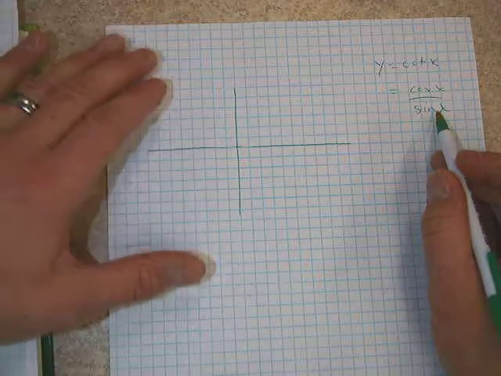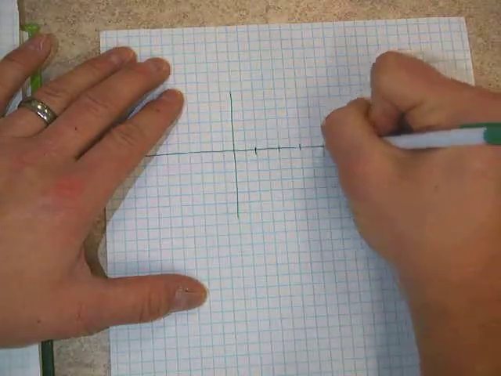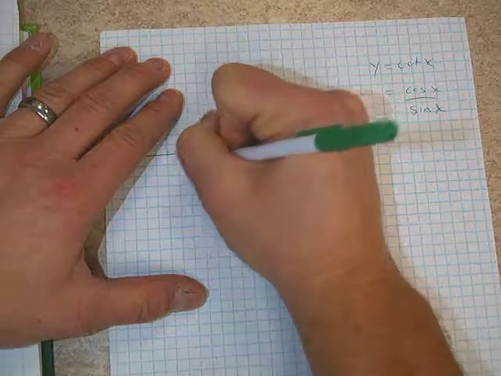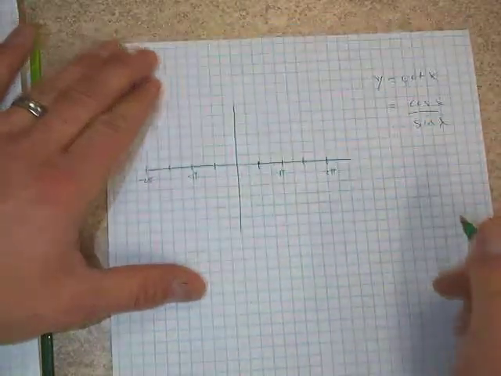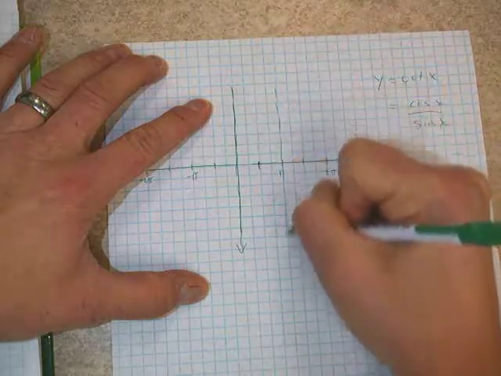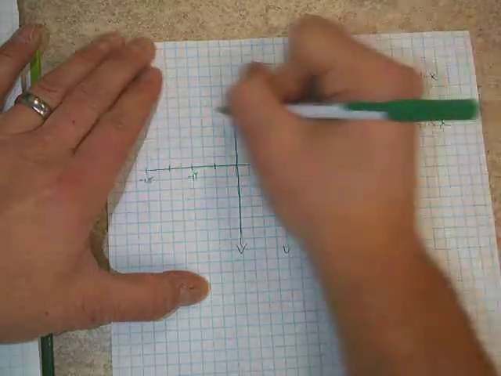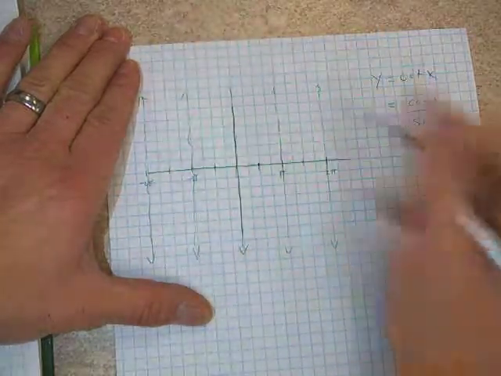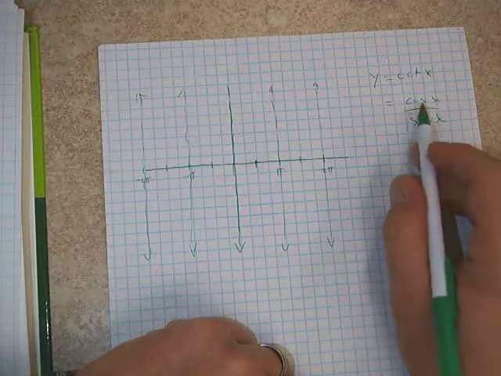Well, we know that sine is 0 at 0, pi, 2 pi, and so on. So 1, 2, 3, 4 tick marks, 2 pi, pi, negative pi, negative 2 pi. I'm going to make my asymptotes at the y-axis, at pi, at 2 pi, negative pi, negative 2 pi. So again, the zeros of the bottom give me the asymptotes for cotangent in this case.